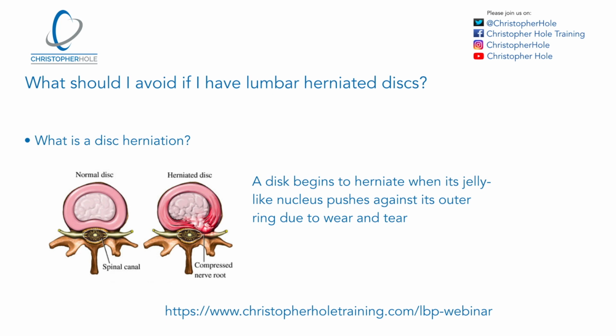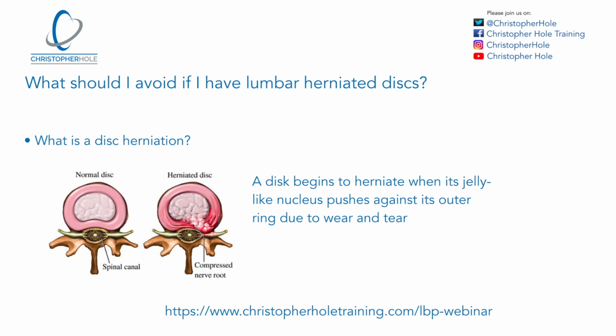So a disc begins to herniate when its jelly-like nucleus pushes against its outer ring due to wear and tear. So a herniated disc is essentially this gel moving from the inside to the outside of your vertebrae, and then when it touches on that nerve and creates that pain, that's when you understand that you might have a herniated disc.